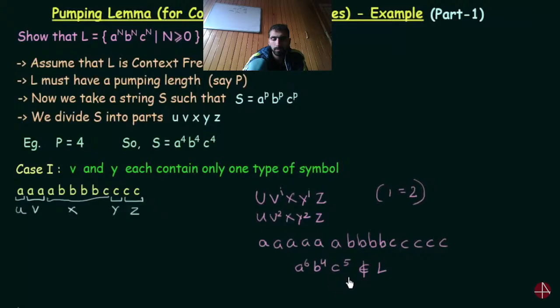If you want, you can check conditions number 2 and 3 also, but since 1 already failed, there is no point in actually checking 2 and 3. So from condition number 1 itself, we found a contradiction to our assumption which said that L is context free. So we can say that L is not a context free language from case number 1. Now we can have another case. Let's see what that is.